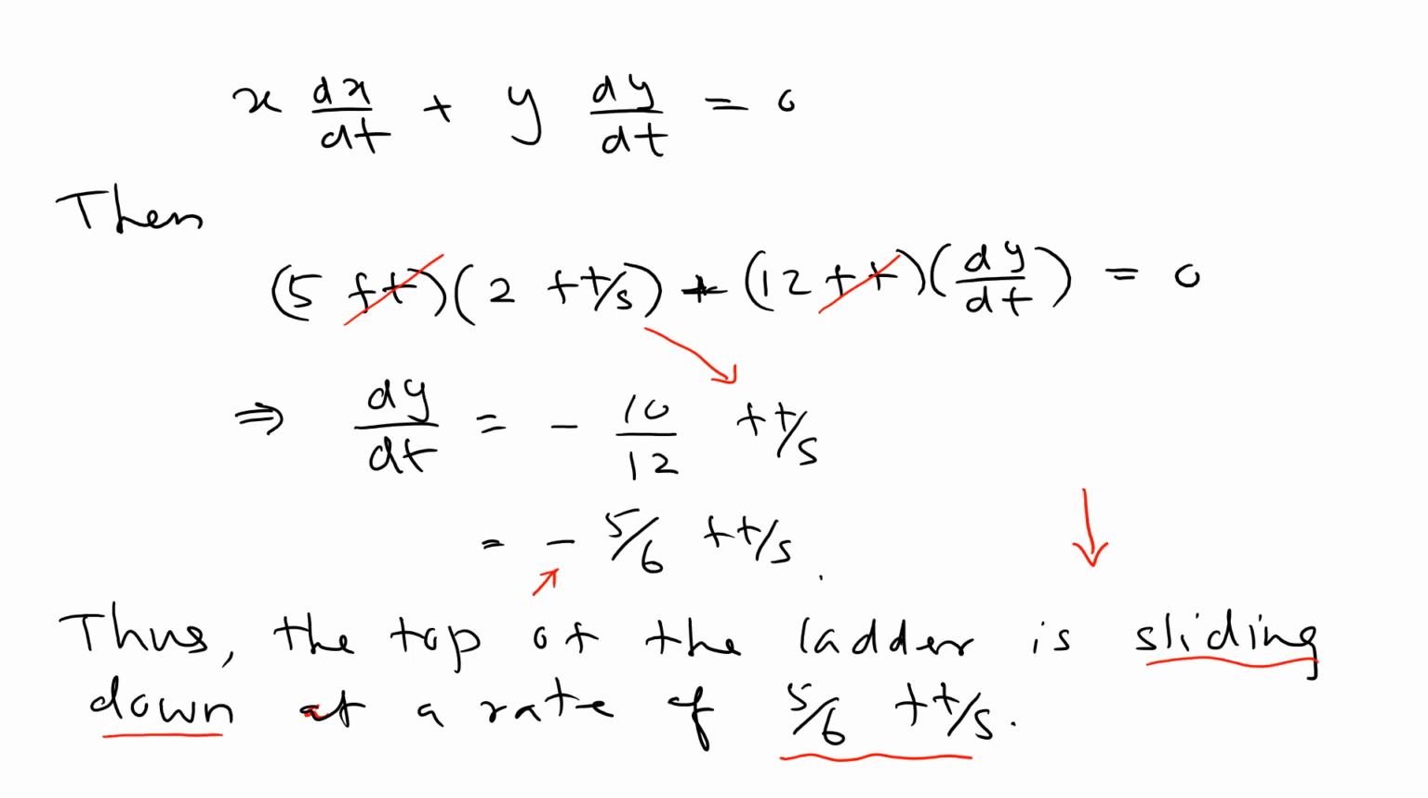Or if you say just a rate of change, if you just say the height changes, then you have to say negative 5 over 6. But if you say sliding down, you just need to give the value. Okay, so let's look at the next problem.